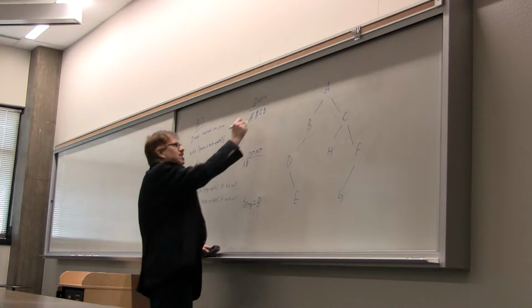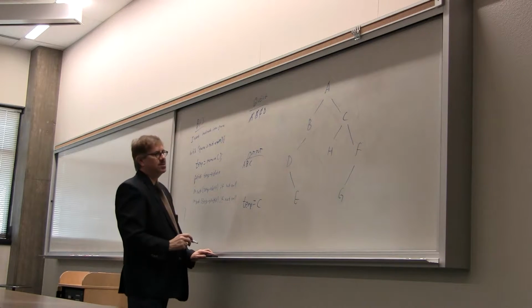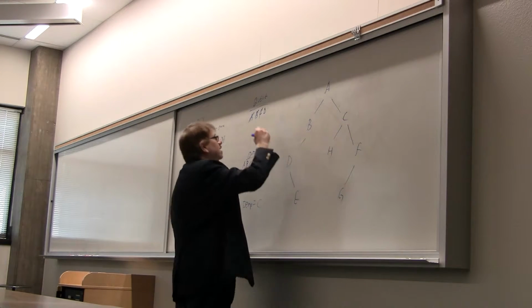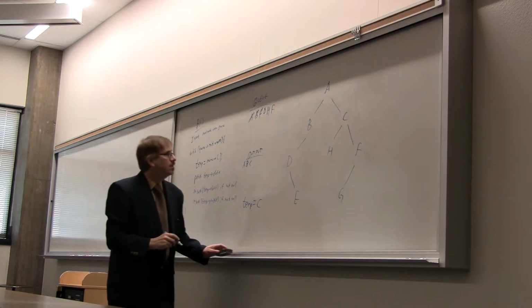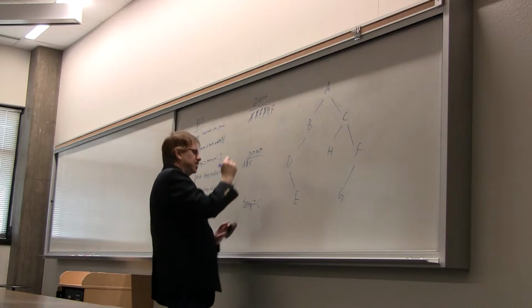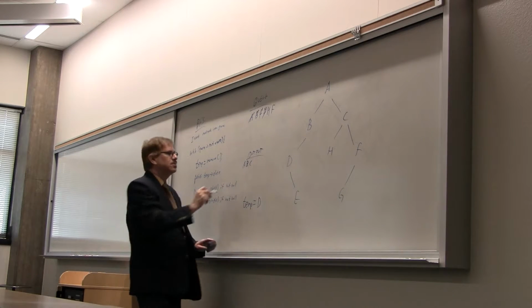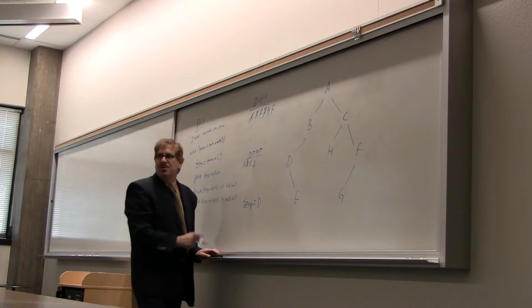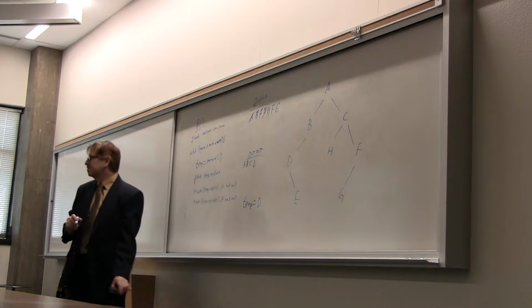So the queue's not empty, we'll remove a C, that becomes temp. We'll print out C. Left child is H, that goes in the queue. Right child is F, that goes in the queue. Top of the loop, remove D. Temp is D. Print it out. Left child is null, nothing to do. Right child is E. Insert that in the queue.